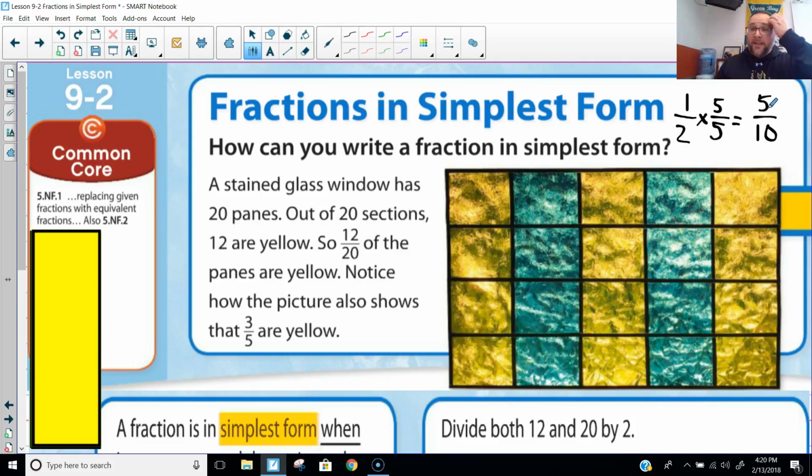We're going to do the same thing today when we find fractions in their simplest form, and in fact 1/2 is 5/10 in its simplest form, and I'm going to show you how to do that today. So how do we do it? Well, we divide. Whenever you look for fractions in the simplest form, you are always going to divide. You're going to find an equivalent fraction by dividing.